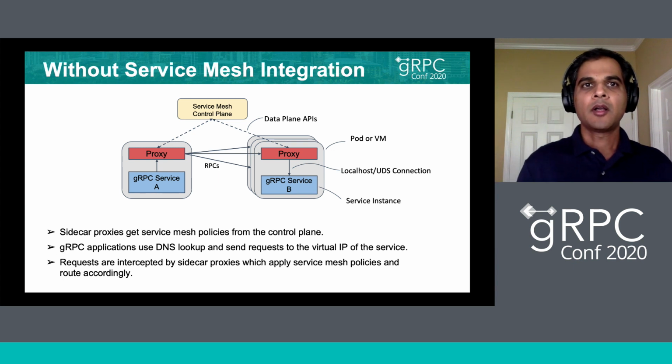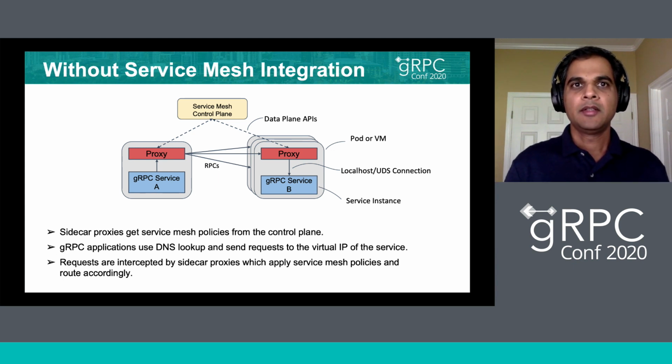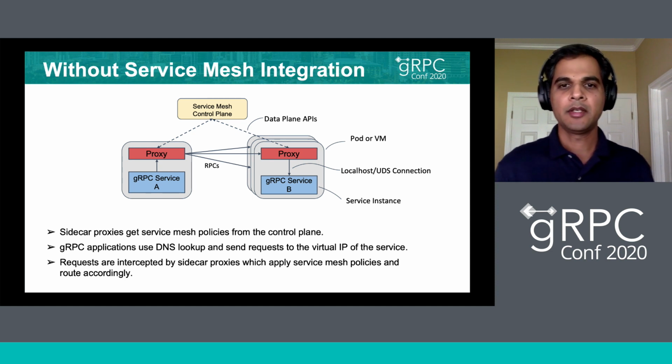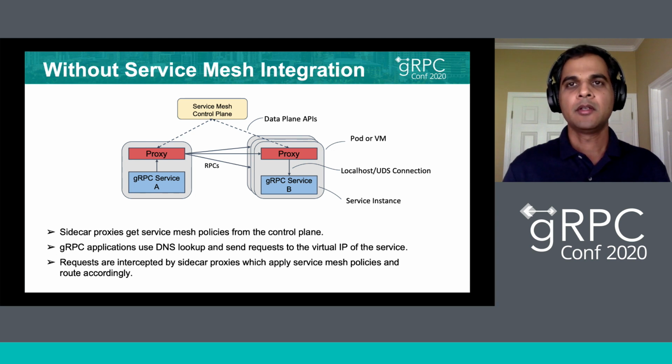Before I talk about that, let's see how a gRPC application is deployed in a service mesh today. In a commonly used model, like any other application, the gRPC application is deployed along with a sidecar proxy that intercepts the request. The sidecar proxy gets service mesh policies from the control plane and applies them on the intercepted requests. So there is one sidecar proxy on each end of the connection, providing client-side and server-side mesh functionality.